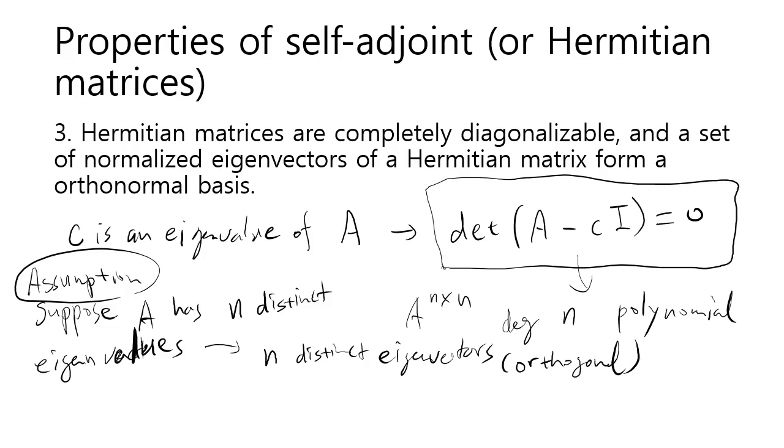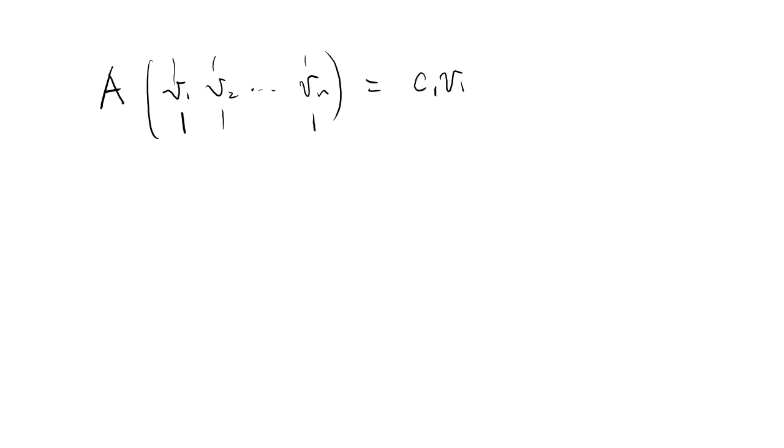If we name these eigenvectors v1, v2, v3, and so on until vn, here's what happens. Think about this. If A times v1, v2, v3 until vn, written as column vectors, if you multiply A, this is the same as C1 V1, where C1 is the eigenvalue for eigenvector V1, C2 V2, all the way up till Cn Vn.